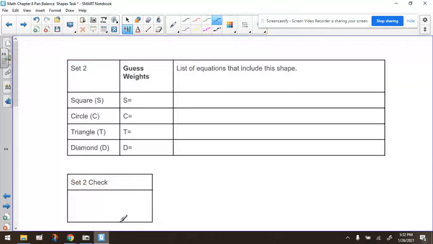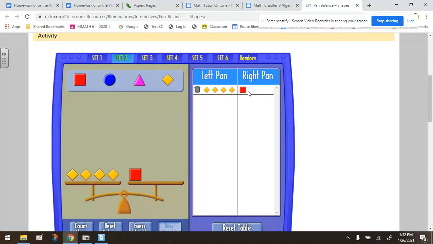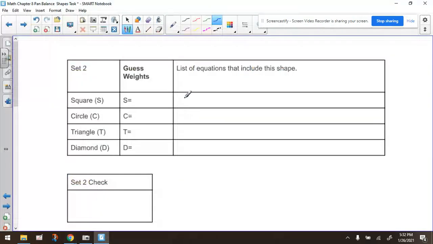Let's fill that in. We can either fill it in for square or for diamond, it doesn't matter. So let's say we want to fill it in for square. So again, let's look at it again. It was 4 diamonds equals 1 square. So let's put it here. 4 diamonds equals 1 of the squares. All right, so that means that we might think that the diamond so far is looking like it's the lightest.